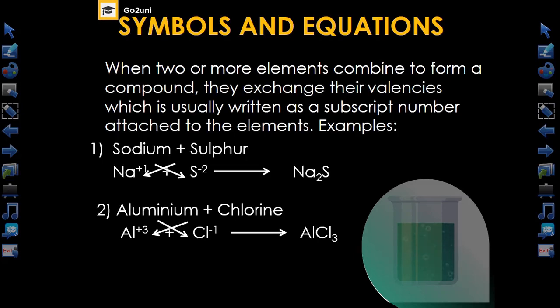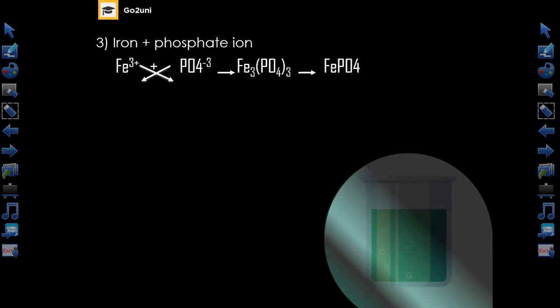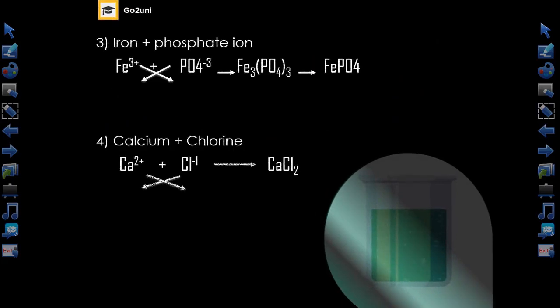Let us take a look at more examples for which symbols and equations are formed as a result of the exchange of valencies. This is between iron and phosphate ion. When phosphate ion reacts with iron to form a compound, we have the Fe3+ coming in contact with PO4 3-. It is worthy to note that the 4 is a subscript.